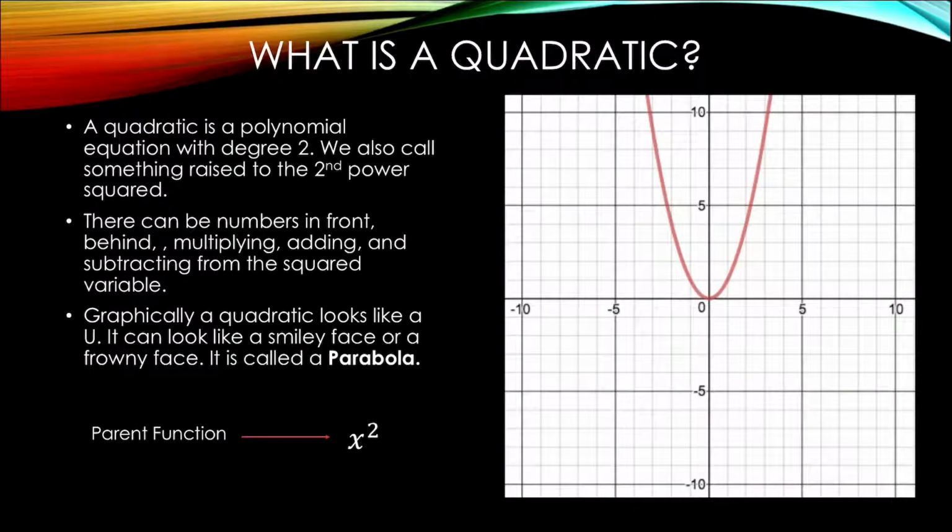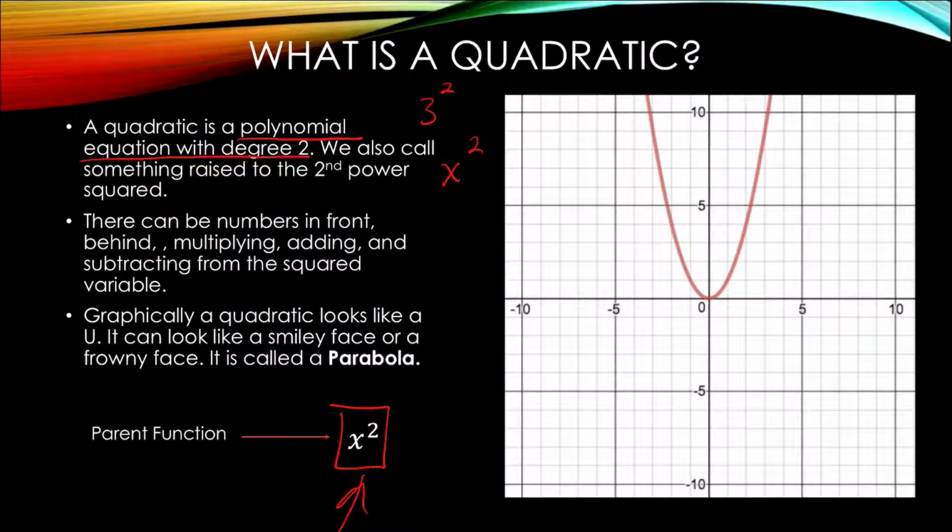Alright, so what is a quadratic? Simply, a quadratic is a polynomial equation with degree 2. So it's any number raised to the second power. You're going to see it a lot as x squared, as you see right here, which is its parent function. There can be numbers in front, behind. You can be multiplying, adding, and subtracting from the squared variable.